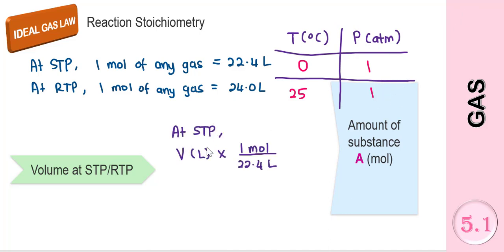So, to find the number of moles of A at STP, the volume of A times 1 mole divided by 22.4 liter, while at room temperature pressure, the volume of A times 1 mole divided by 24.0 liter. So make sure the volume here is also in liter so that we can cancel it out.